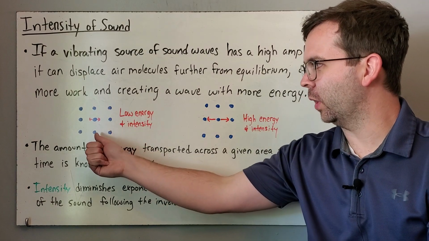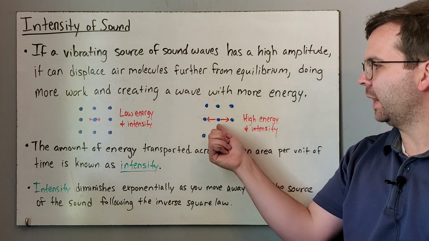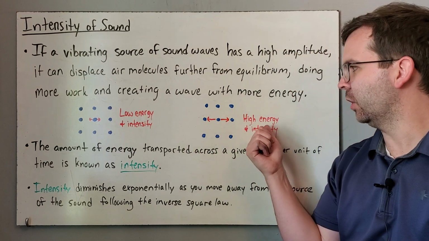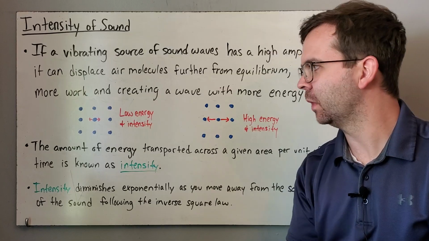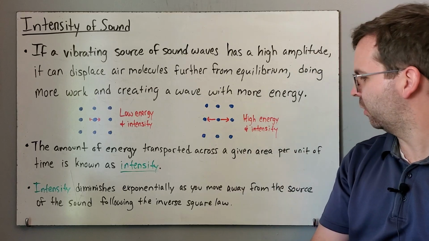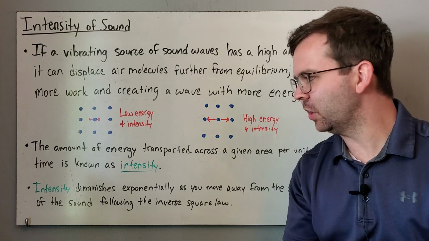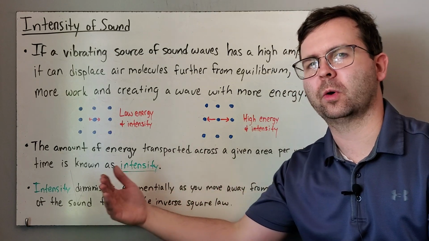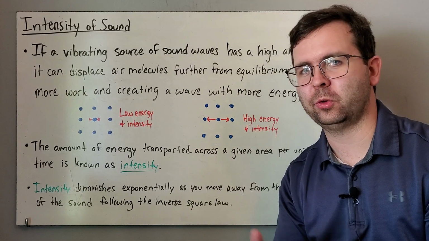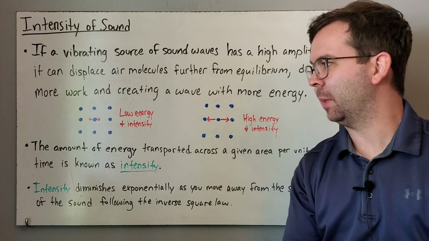So low energy waves would have a small amplitude of displacement for the medium, but high energy would mean there's a high displacement for the medium. And this high energy is also known as high intensity. The amount of energy that's transported across a given area through space per unit of time is known as intensity. And intensity diminishes exponentially as you move further and further away from a source of sound. It follows the inverse square law. So as you get further and further away, the intensity of sound gets lesser and lesser exponentially.